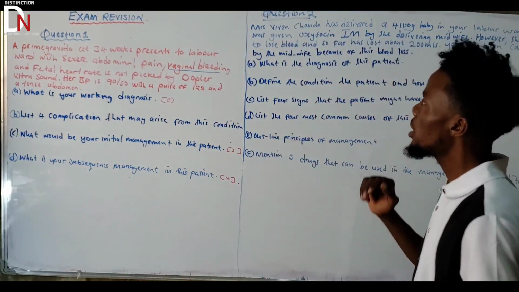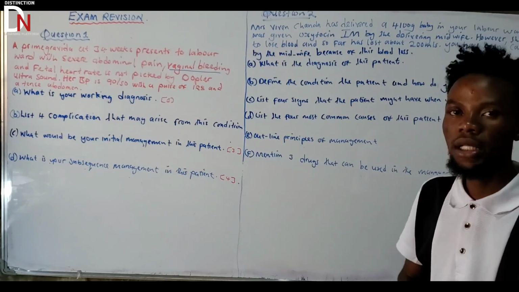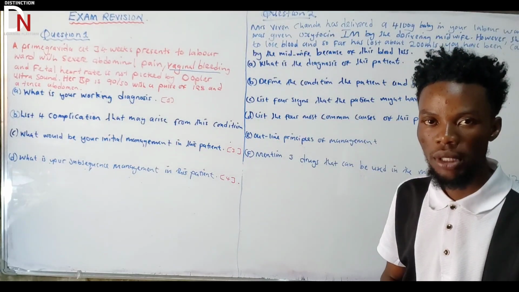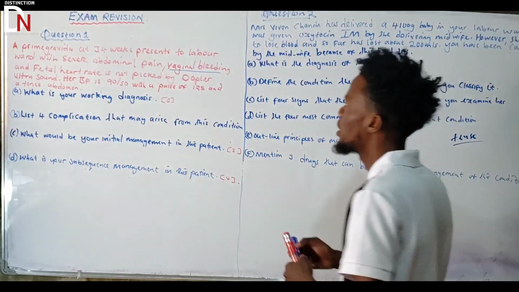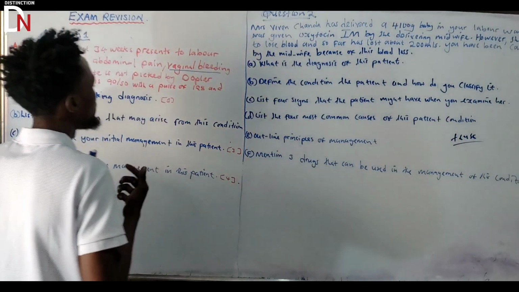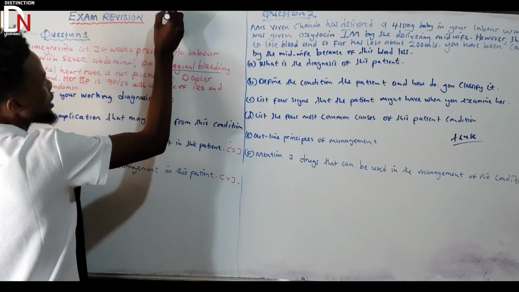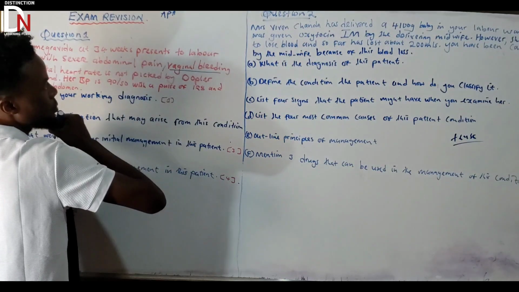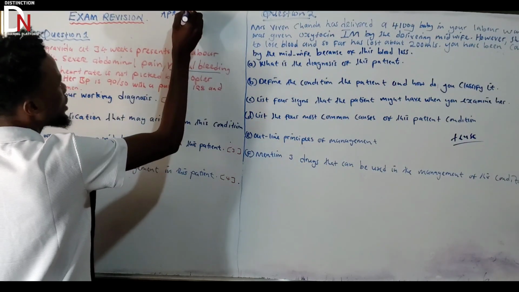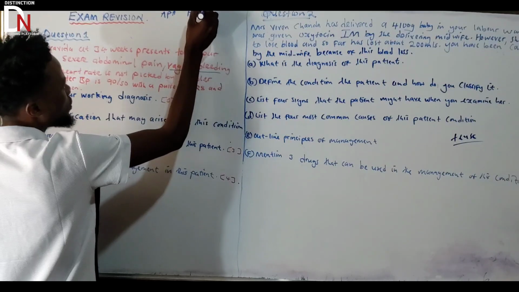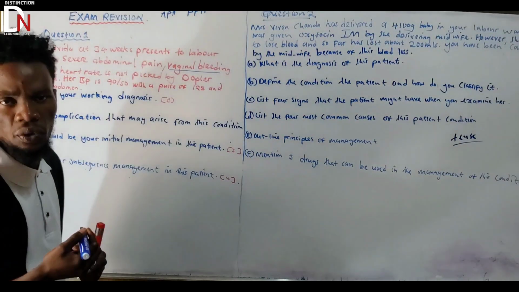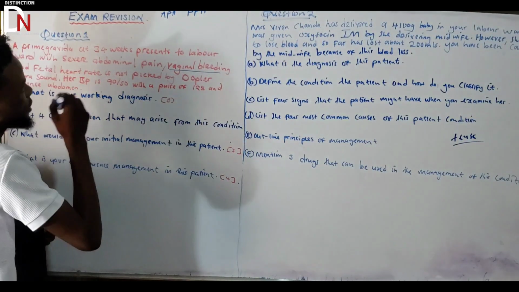So let's start with the vaginal bleeding. What are the cases that can cause vaginal bleeding in a pregnant woman? Okay, there are a lot of cases. Let's start with something that is more common. Let's start with APH. We know that APH can cause vaginal bleeding. What else apart from APH? We know that PPH can also cause vaginal bleeding. Okay. What else apart from that?